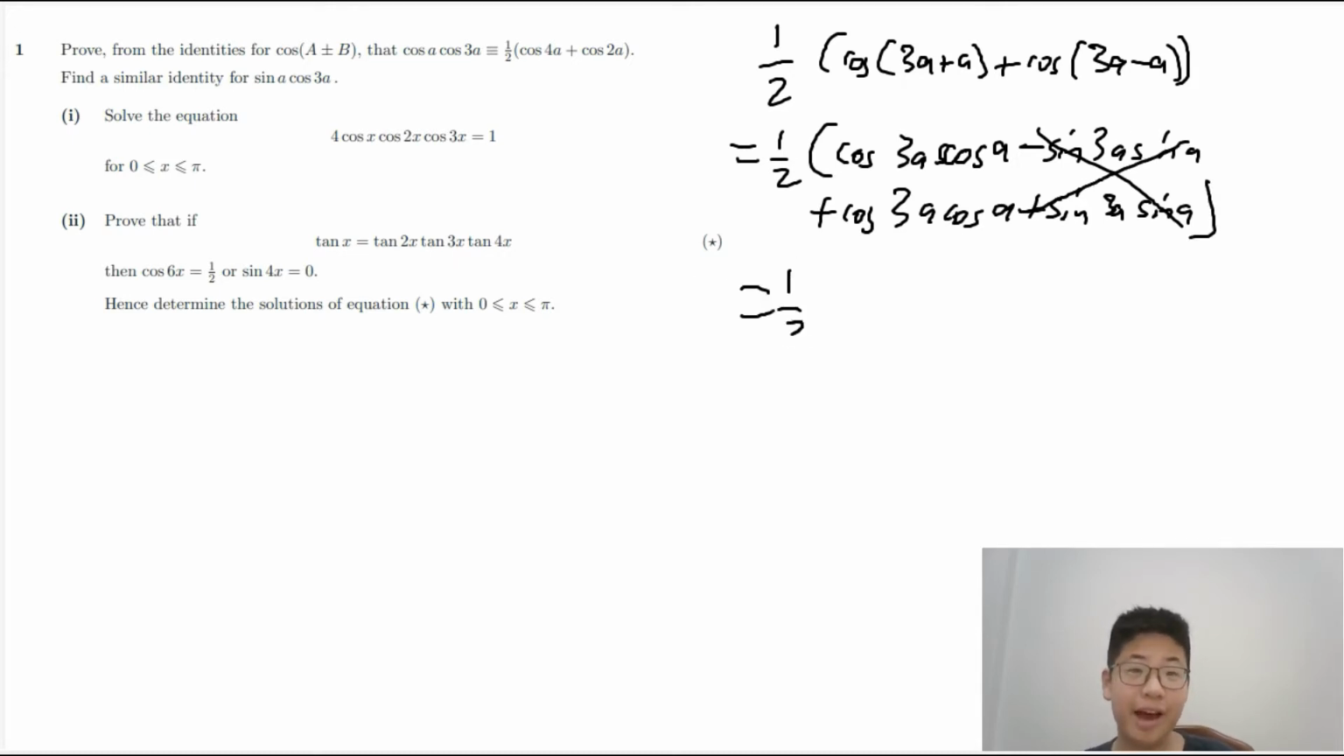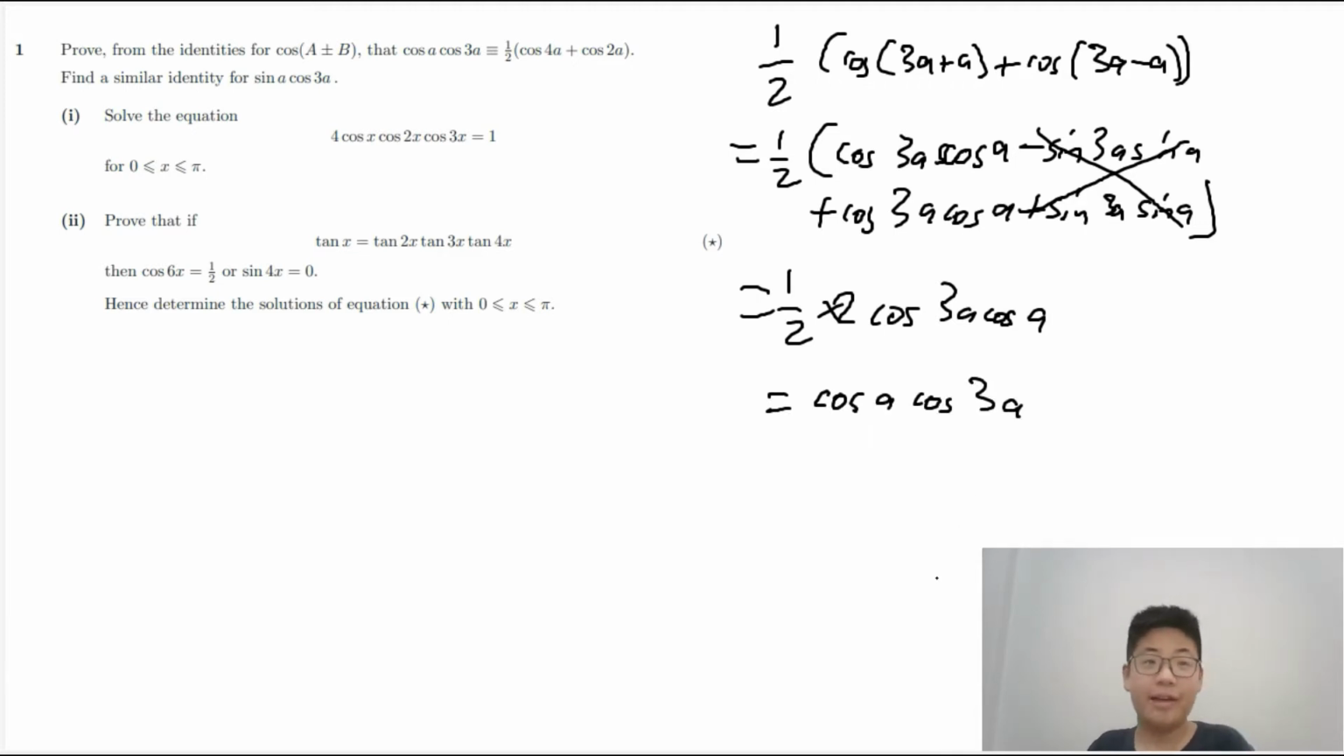And then we get half times 2 cos 3A cos A. And then we get cos A cos 3A because of the commutative property. And there, we are done with the first part. Solve the equation for cos x cos 2x cos 3x equals 1.